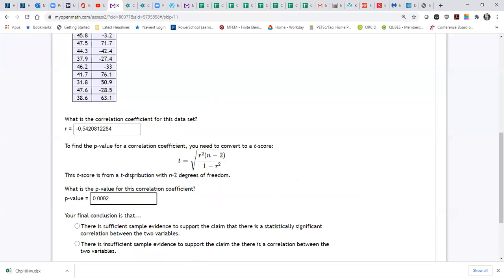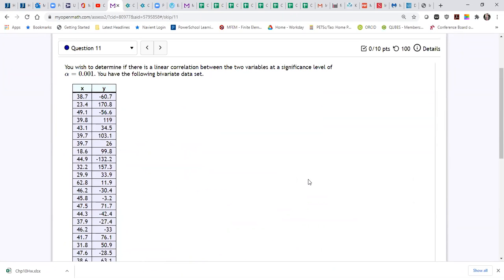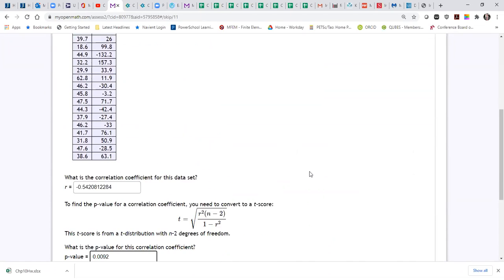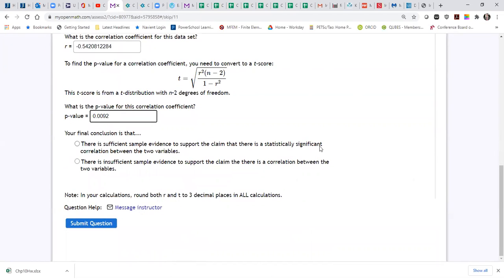Okay. Now the alpha is 0.01, the p-value is 0.09. So that means the p-value is greater than alpha, right? So because the p-value is greater than alpha, that means fail to reject. Okay, so the answer will be there is insufficient sample evidence to support the claim, right?